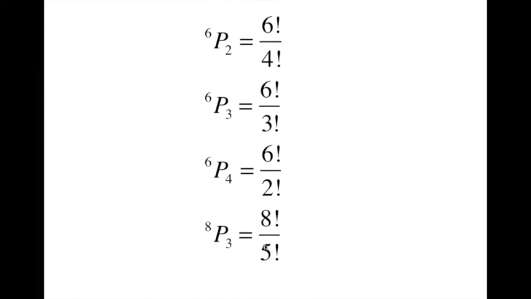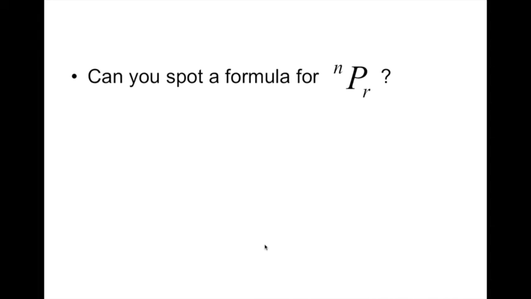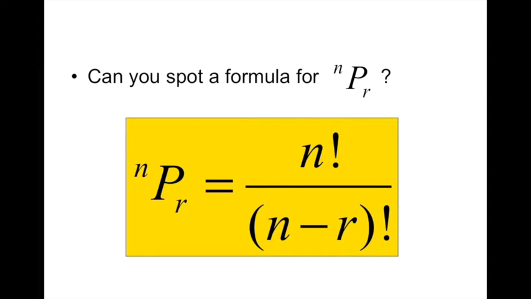So if we put that together as an overall formula in the form nPr, we could say that it's going to be n factorial divided by (n minus r) factorial. So that's the derivation for permutations. And there is a permutations button on your calculator, but it's useful to know the formula in case you need to use it.